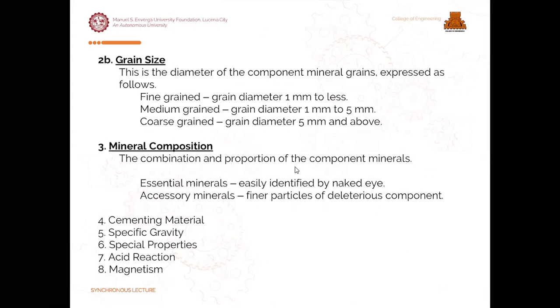So we have, 1 mm or less grain diameter, it is fine grain. When the grain size is greater than 1 but less than 5, it is medium grained. Then when greater than 5, that is coarse grained.